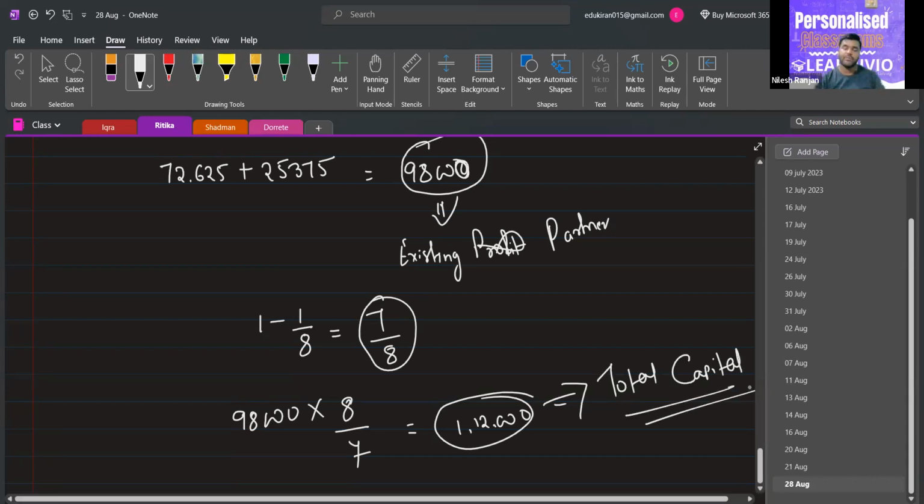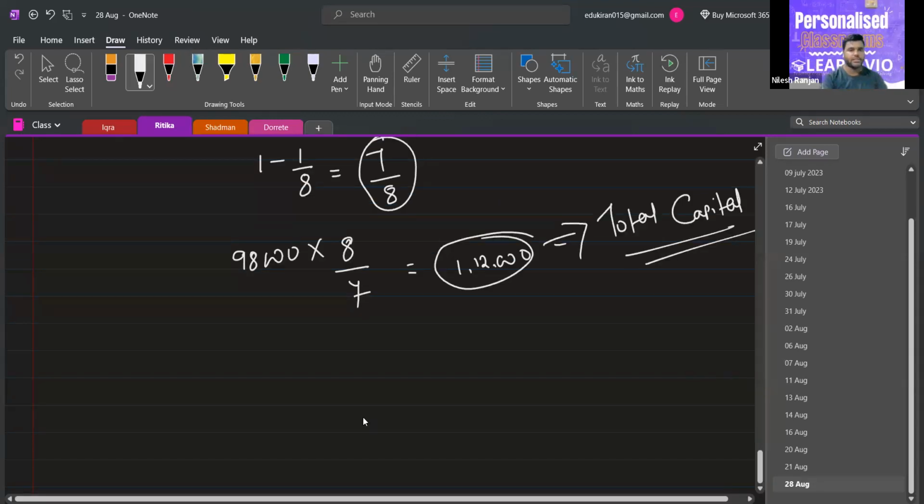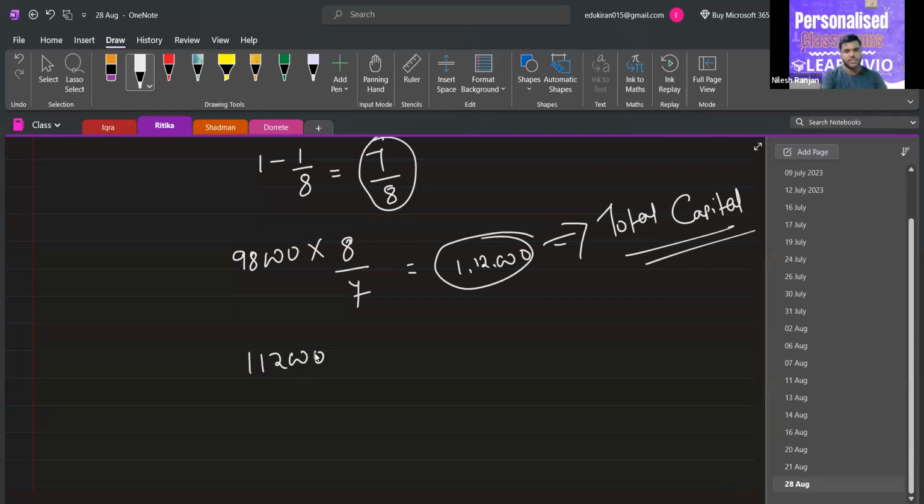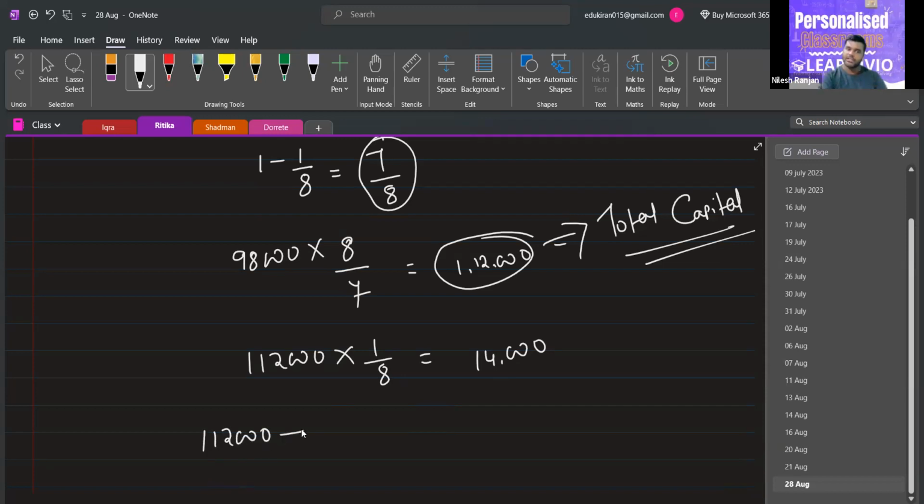Now, can you tell me the capital of the new partner, Z? It will be 1/8 of 1,12,000, right? Yes, we can calculate it by two methods. First is 1,12,000 into 1 by 8. You will get 14,000. And the second method is 1,12,000 minus the combined capital of old partners, that is 98,000. So you will get 14,000.